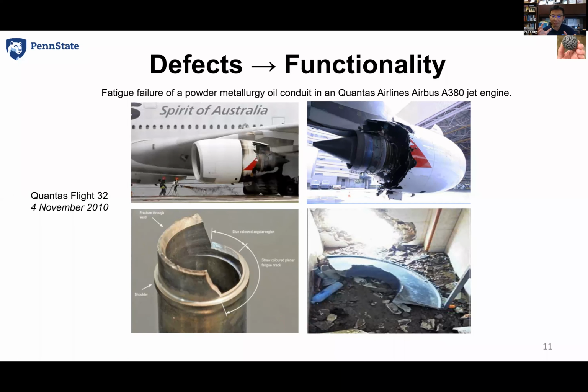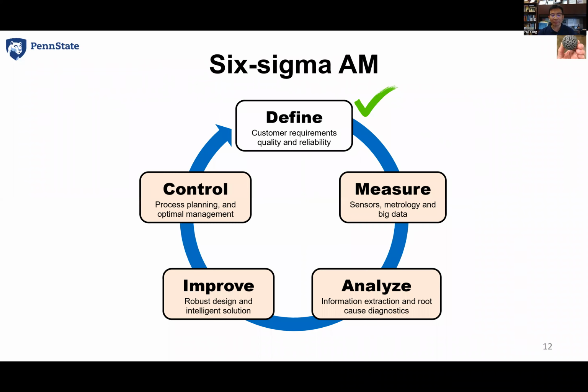Because in the aircraft engine, they need very complex channels to inject fuel into the compressor, and they have a complex design. If there's an internal defect, then the fuel has some problems, and then the engine got blown away. So this caused serious problems. This is an example of what kind of damage can be made if the quality is not well controlled.